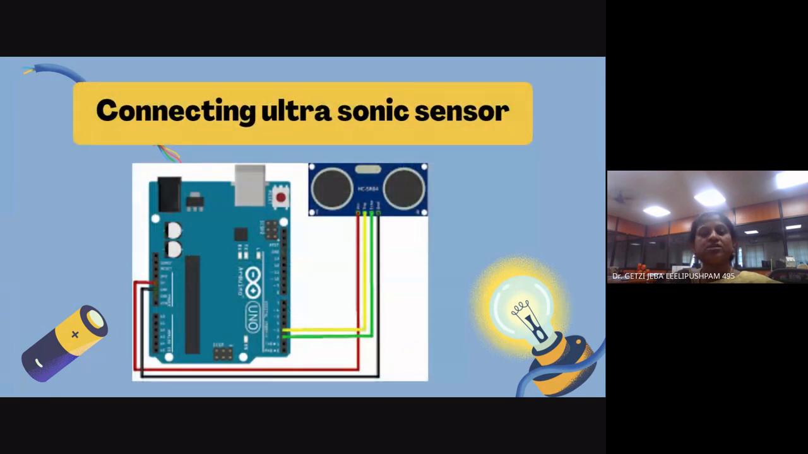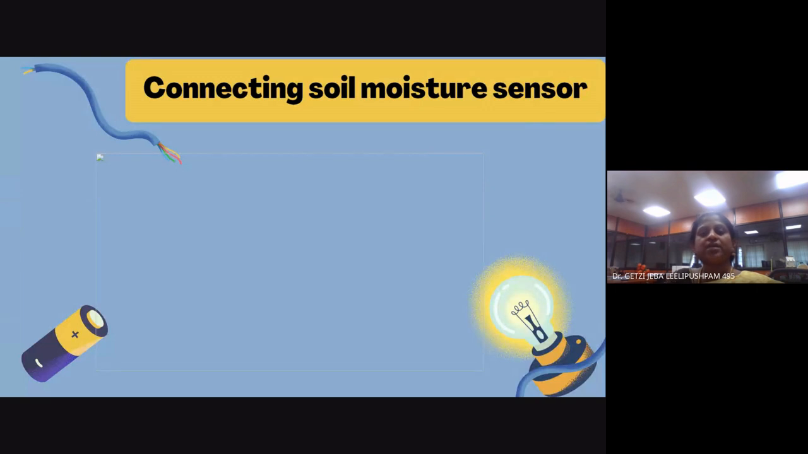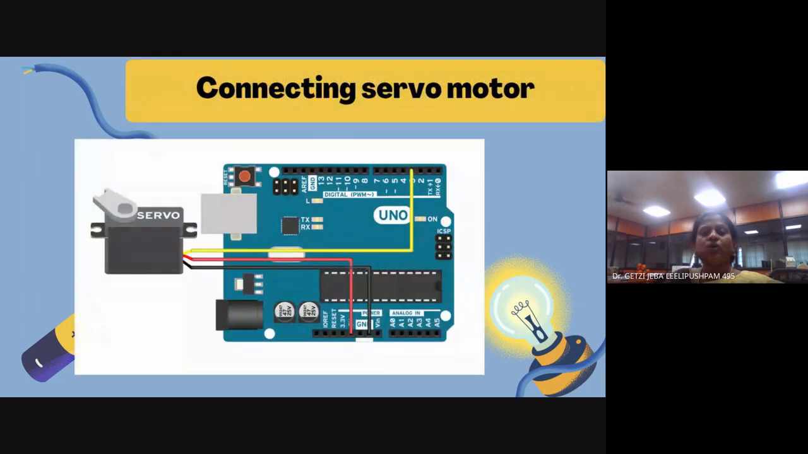Connecting an ultrasonic sensor, which basically measures the distance, we already know that. And then connecting a soil moisture sensor, this also we have done as an experiment in the laboratories. Now we are going to connect certain motors. I'll just demonstrate how to connect motors using this. Let me connect.